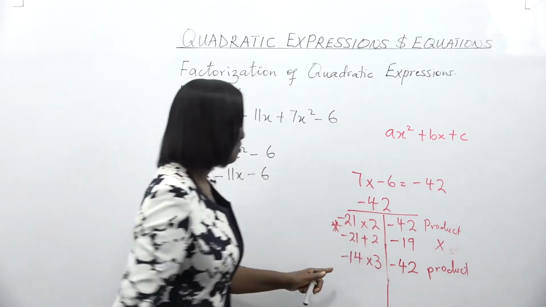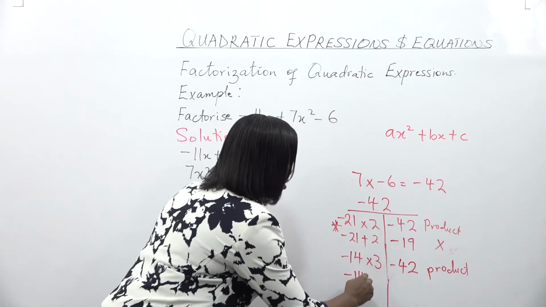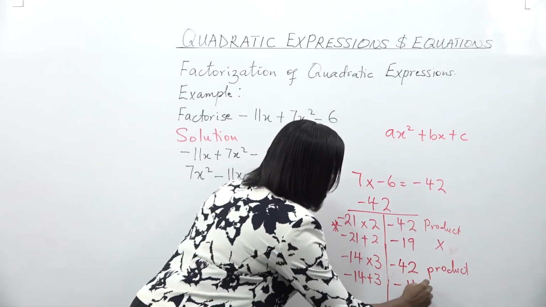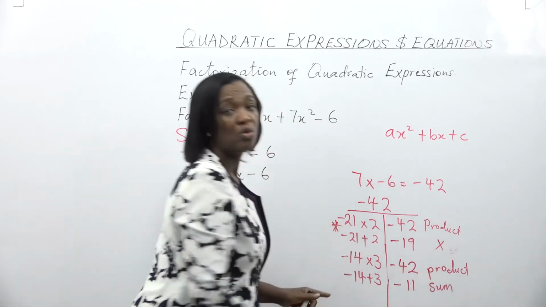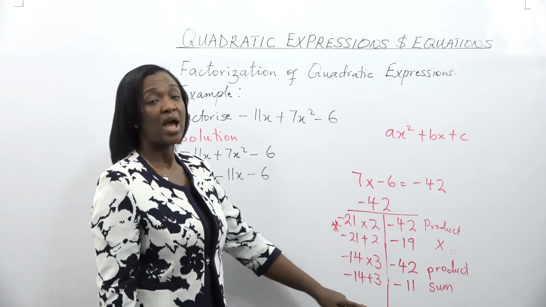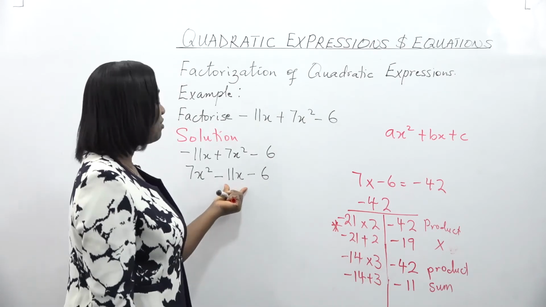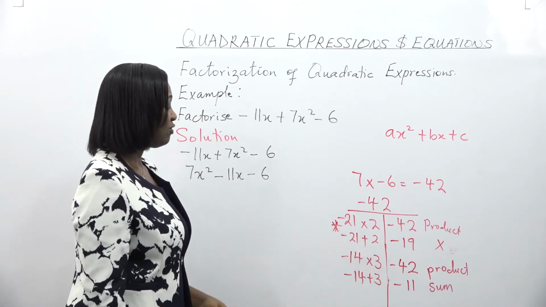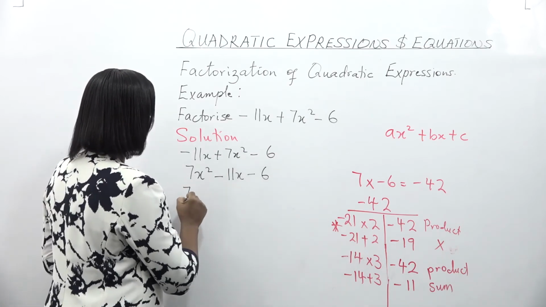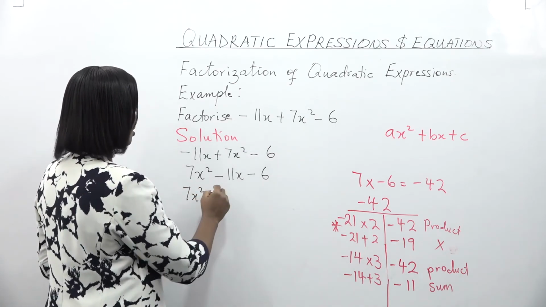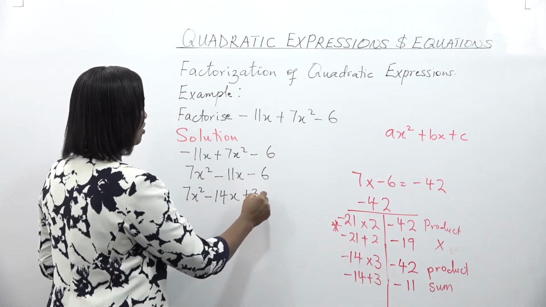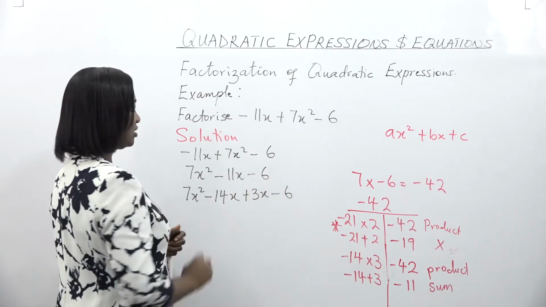And then let's see the sum. Minus 14 plus 3 would give us minus 11, which is the sum we are looking for. So the factors will be minus 14 and plus 3. So we simply replace the middle term here with minus 14x plus 3x. So it becomes 7x squared minus 14x plus 3x minus 6.